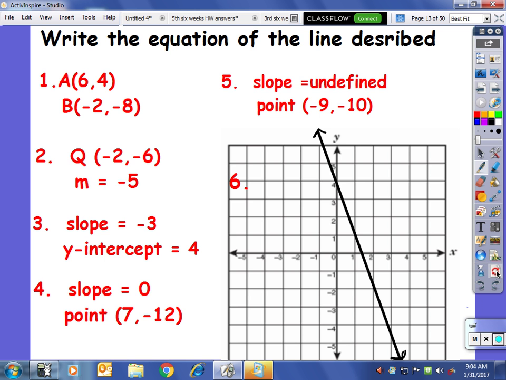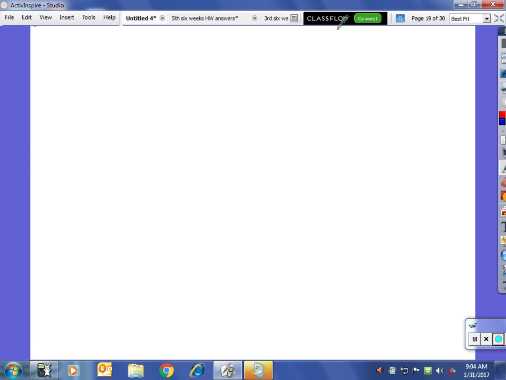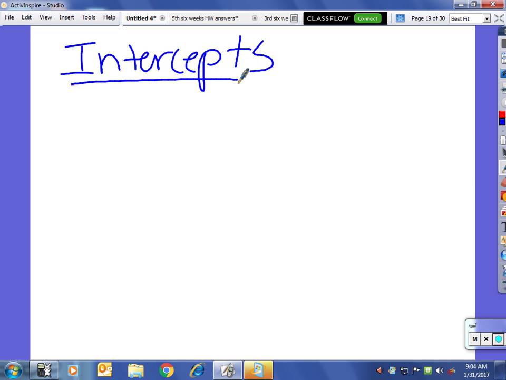Okay, now we're going to move on to today's lesson, which isn't really anything that new. We're just going to reorganize everything we know, take some notes on intercepts and parallel lines, and then we'll grade homework and you can start your homework for tonight. Okay, let's start with intercepts. Please put this in your notes because I do want you to know this.